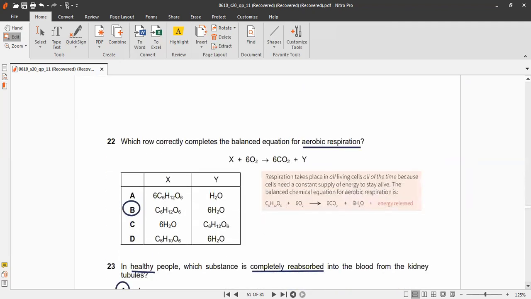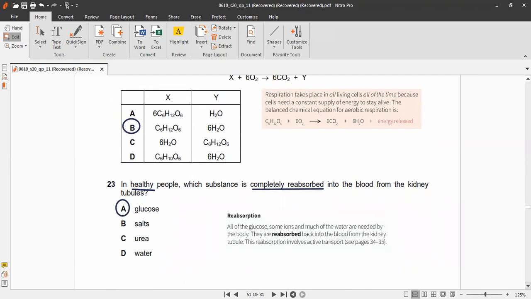Which row correctly completes the balanced equation for aerobic respiration? C6H12O6, glucose, plus 6O2, oxygen, gives 6CO2 plus 6H2O.